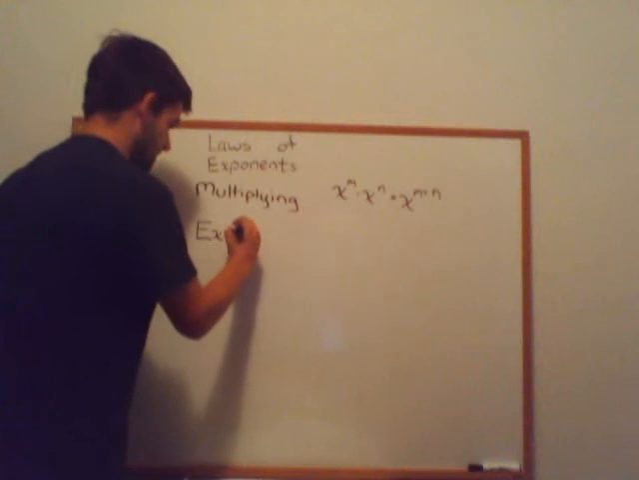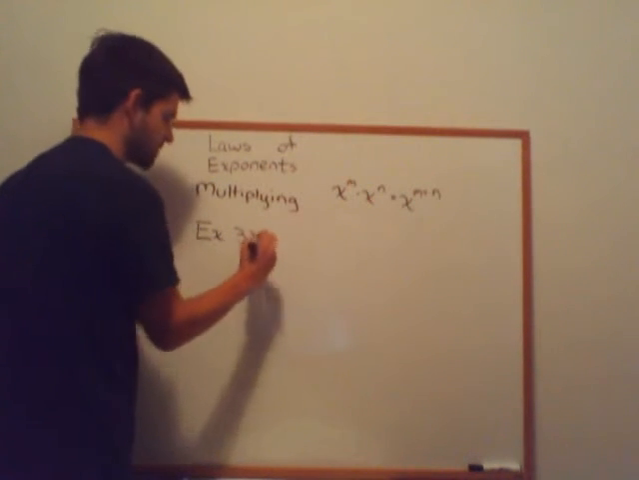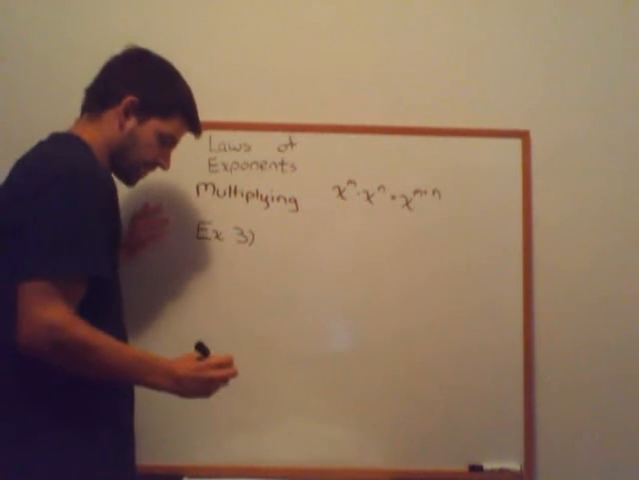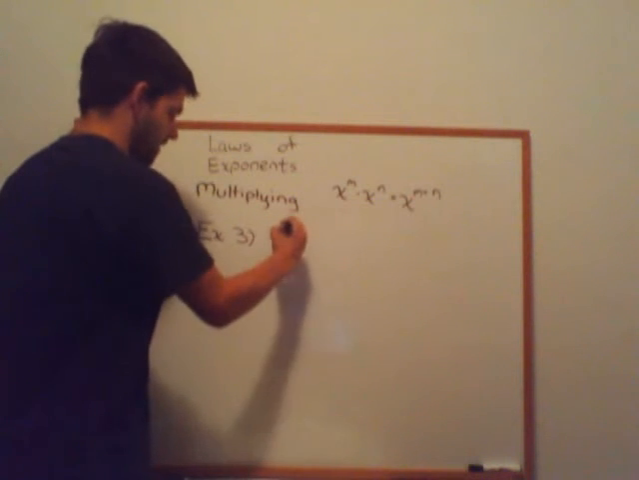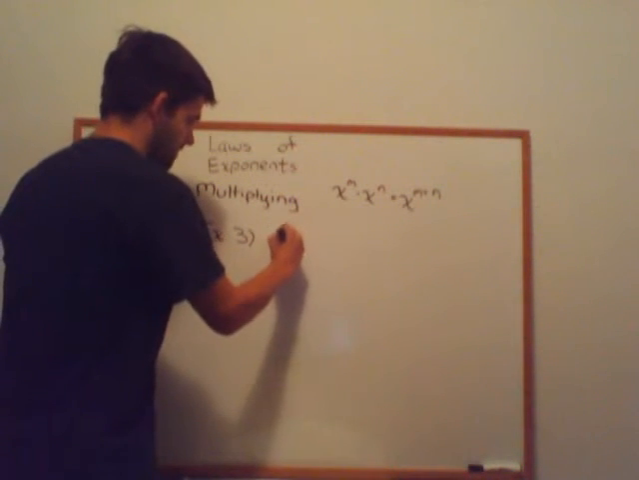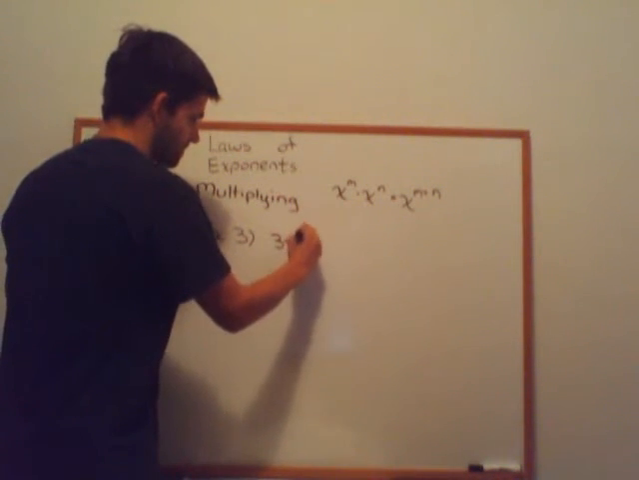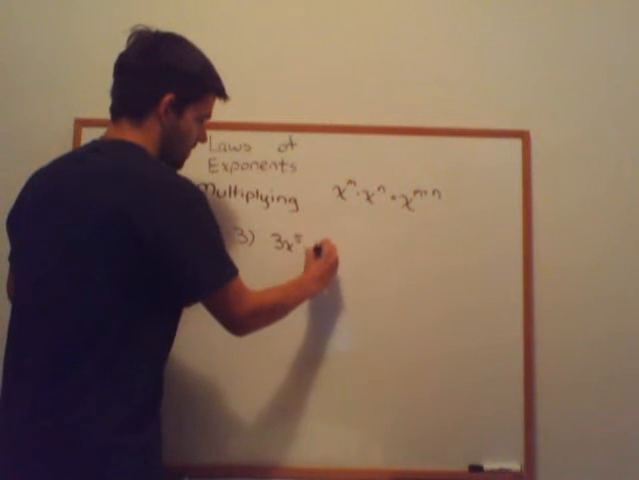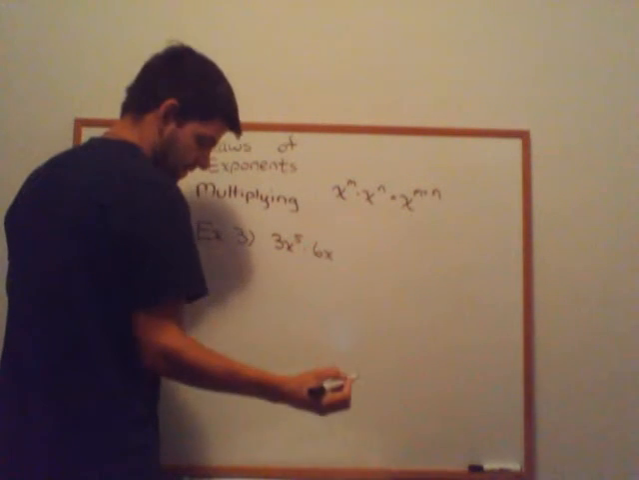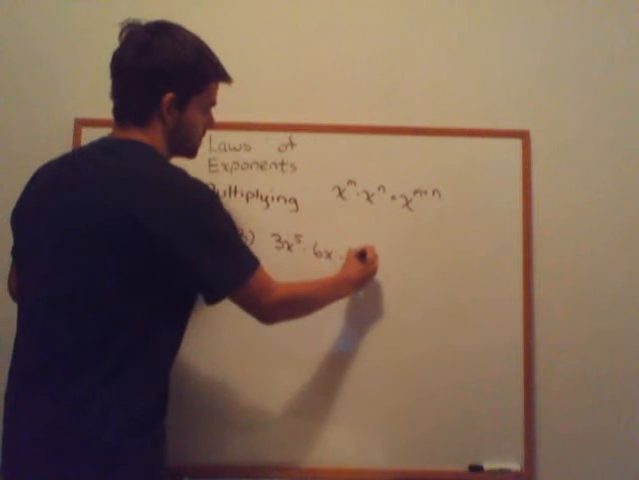So let's look at this third example. Now, this one's going to be a little trickier. So we have 3x to the 5th times 6x times 2x squared.